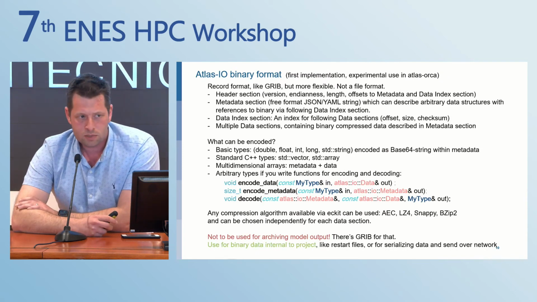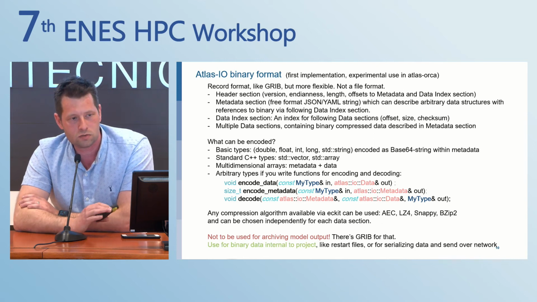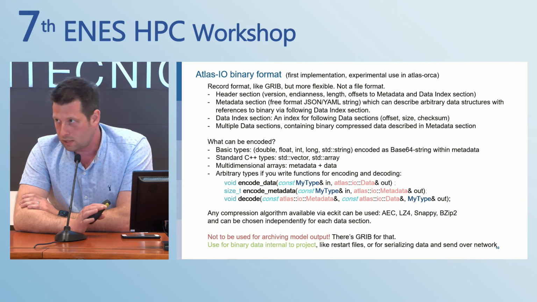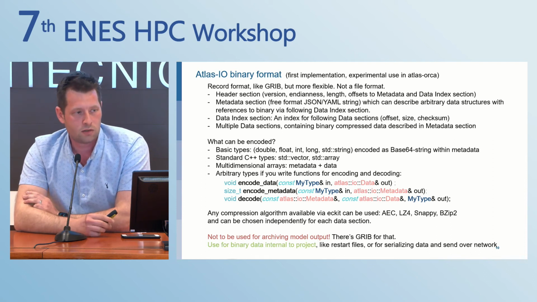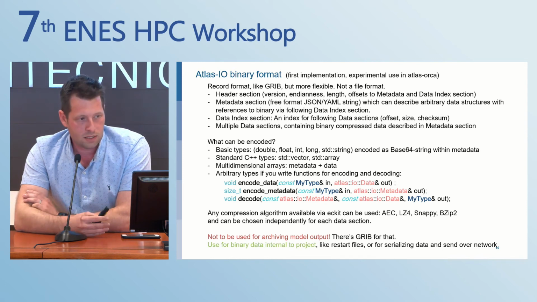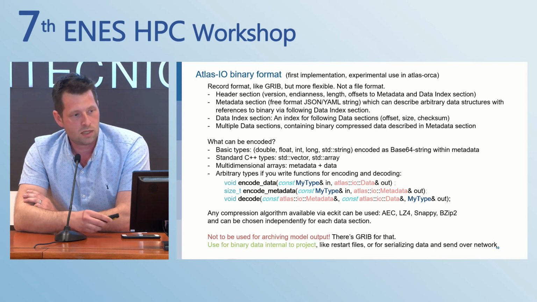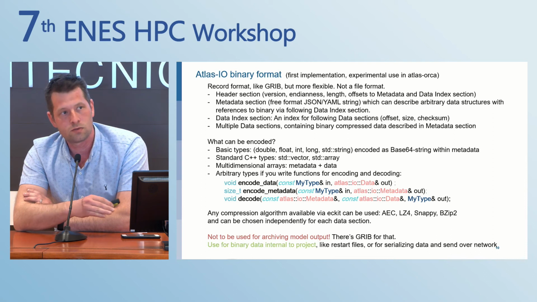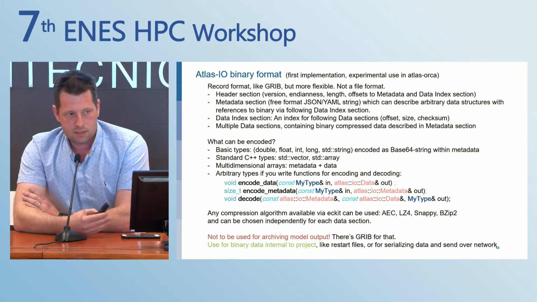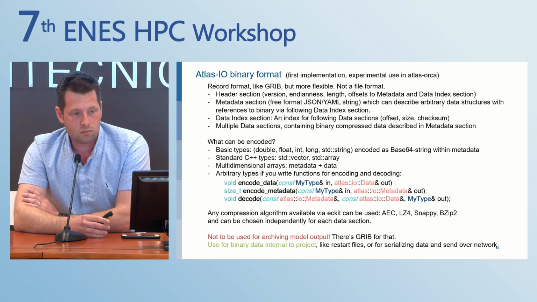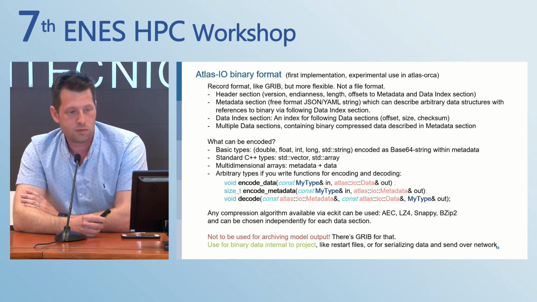So this Atlas I/O binary format I just mentioned is a first implementation and it's experimental, used just for these ORCA grids at the moment. It's a record format just like GRIB, but it's more flexible. It's not a file format, it's more like a record or message format. It contains a header section and then a metadata section, which is a very free format. It's a JSON or YAML string, which can describe any arbitrary data structure. In that metadata, you have references to binary data that is described via a data index section that follows. That data index section just has a list of binary data sections afterwards. Then multiple data sections are possible that can contain the binary data, which can be compressed, and the compression used is also described in the metadata.